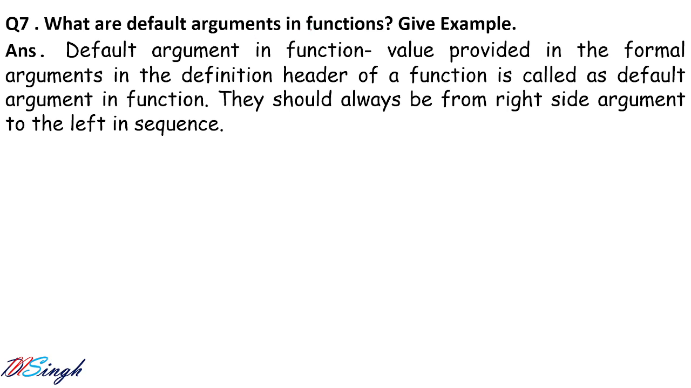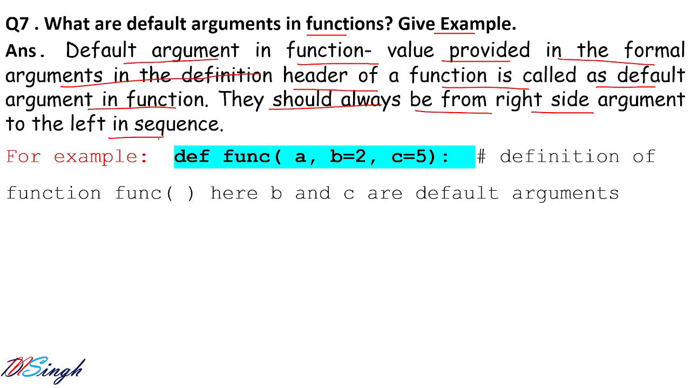What is the default argument in the function? Give an example. A value provided for the formal argument in the definition header of the function is called a default argument in a function. They should always go from the right side argument to the left side in sequence. So for example, if you want to give default values, you have to provide first for C, then for B, and then for A. In the definition of this function, B and C are default arguments because default values have been given.